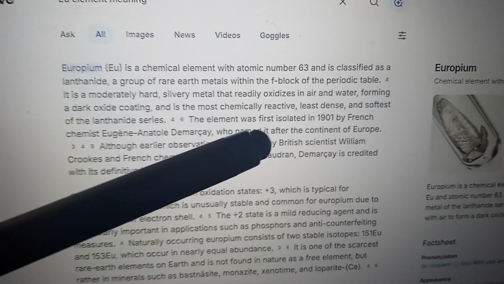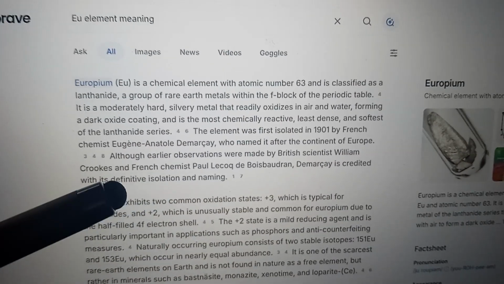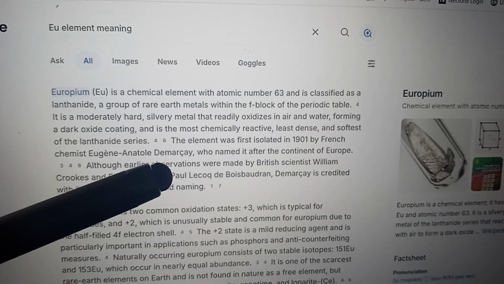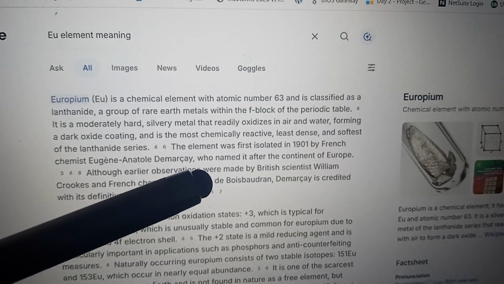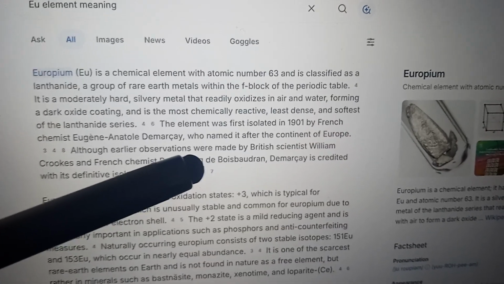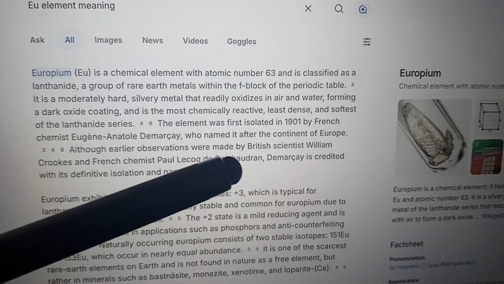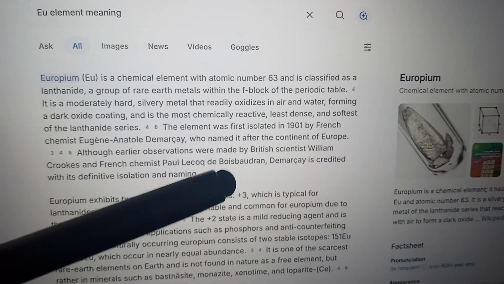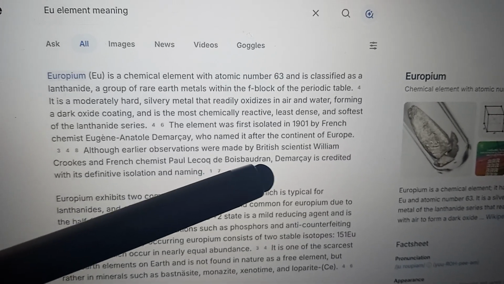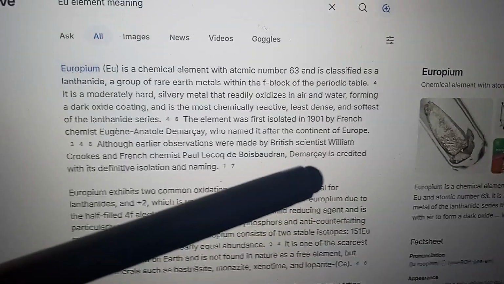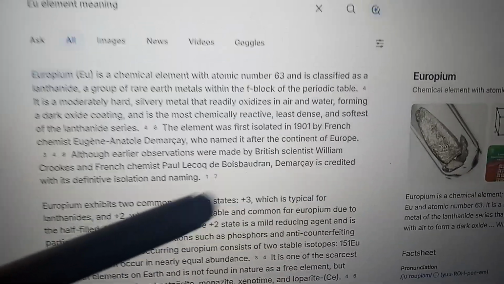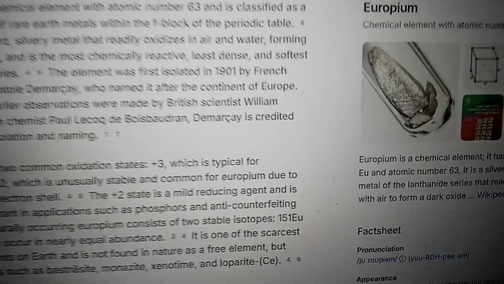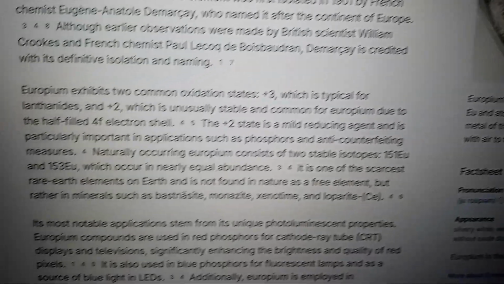The element was first isolated in 1901 by French chemist Eugène-Anatole Demarçay, I don't want to demolish his name, who named it after the continent of Europe, although earlier observations were made by British scientist William Crookes and French chemist Paul Lecoq de Boisbaudran. Demarçay, sorry to some of my subscribers who are French, is credited with its definitive isolation and naming. Now check it out. Look what it looks like.